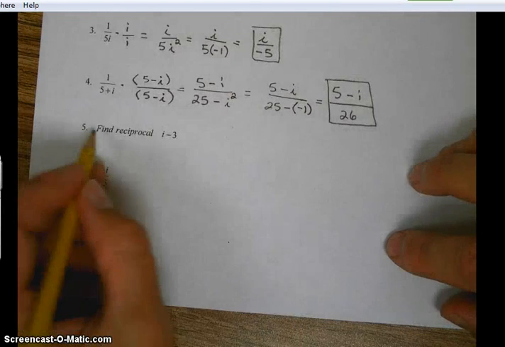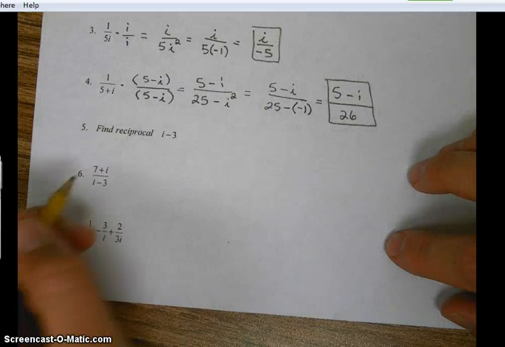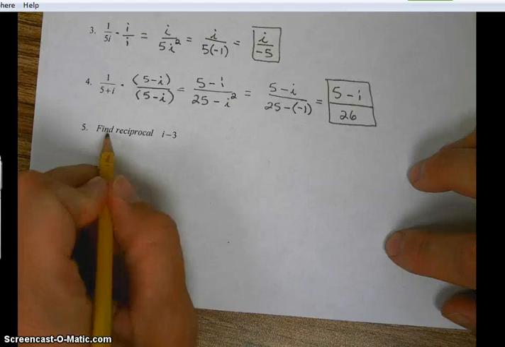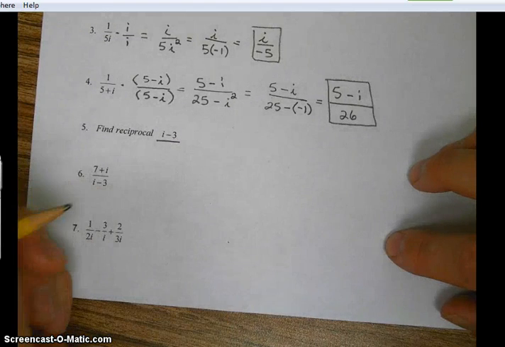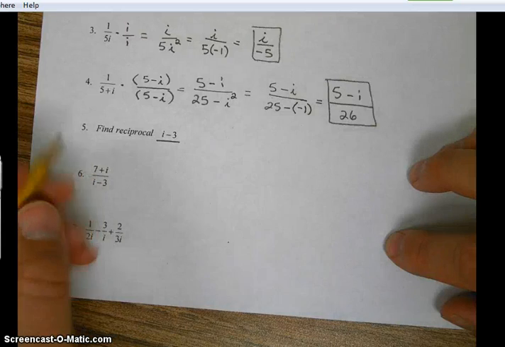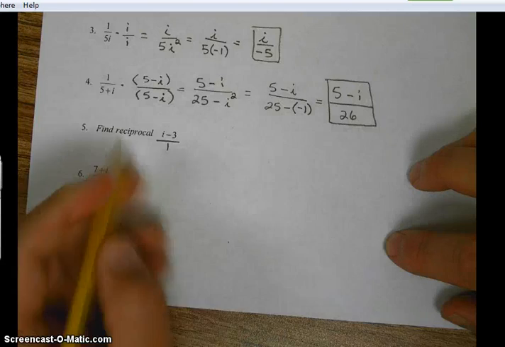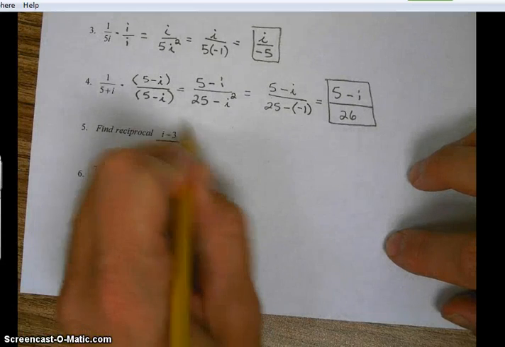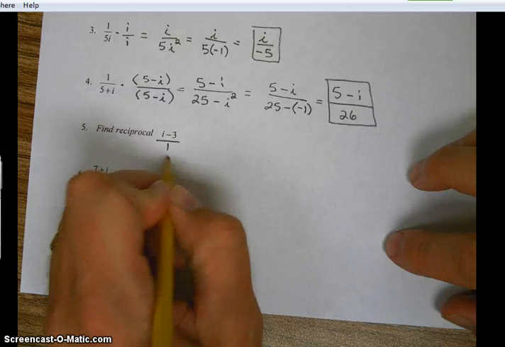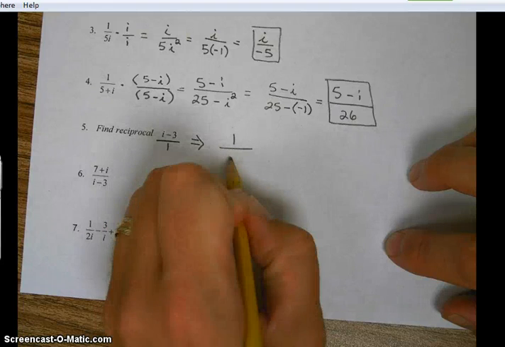Okay, number 5, it says find the reciprocal of i minus 3. So remember, reciprocal, we exchange the numerator and the denominator. Hey Tammy, so we're going to put the i minus 3 over 1. It says find the reciprocal. So the reciprocal of i minus 3 over 1 is 1 over i minus 3.